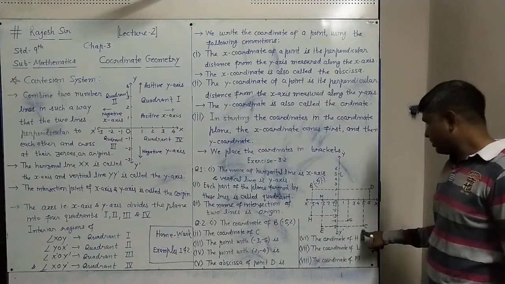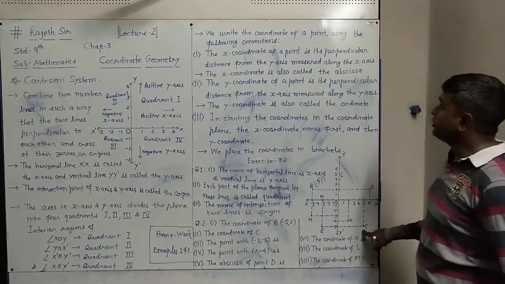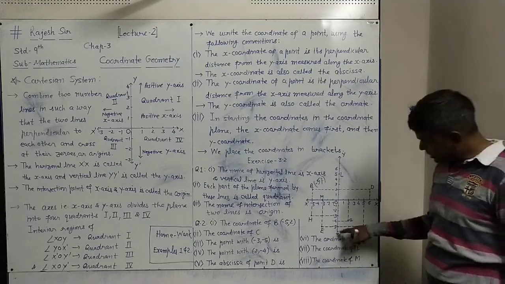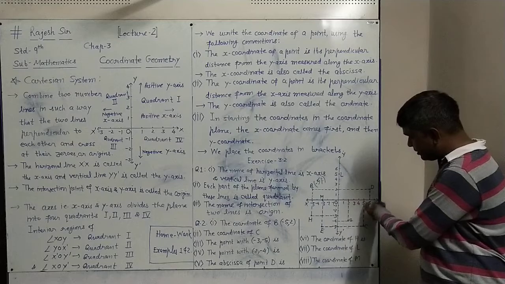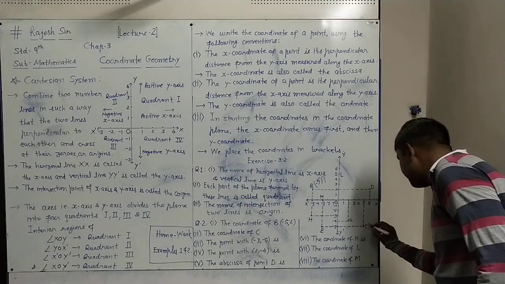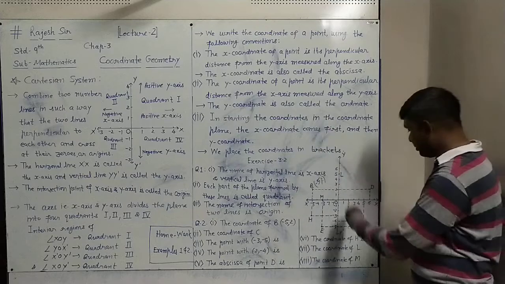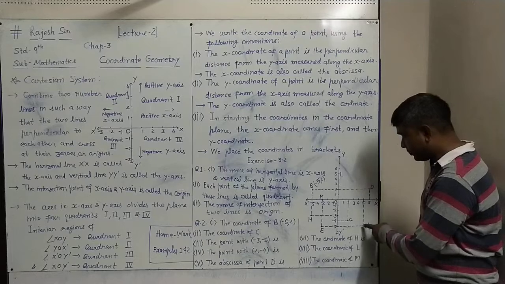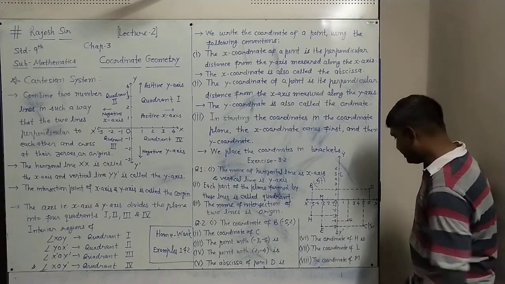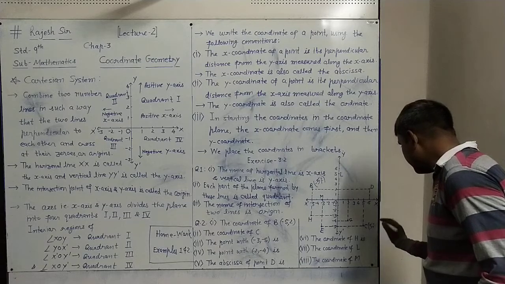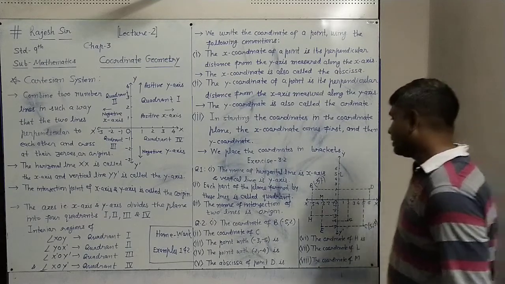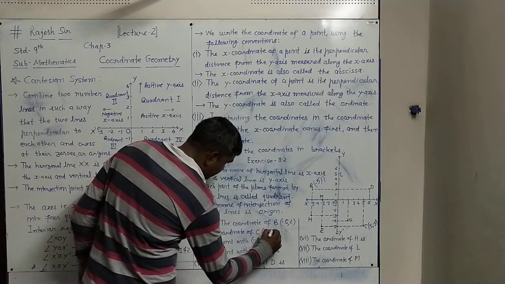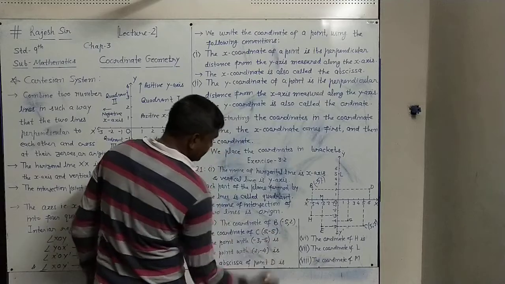Similarly, the coordinates of C. Point C is here. For getting the x coordinate, we measure the perpendicular distance from the y-axis along the x-axis, which is 5. So write here 5, comma. The y coordinate is the perpendicular distance from the x-axis. Along the y-axis it is 0 to -5. So it is -5. So 5, -5 is the coordinate of point C. This is the answer of the second question.